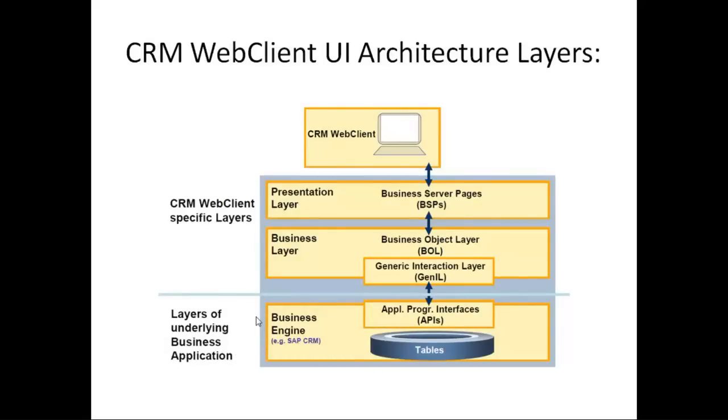By architecture layers, we can see that the CRM Web Client UI architecture is comprised of database tables, APIs, BOL, GenIL, and finally we have this presentation layer. And at the top of the presentation layer, we have this CRM Web Client, which is nothing but the browser that is presented to the user. So here we can see different layers comprising the CRM Web Client UI.